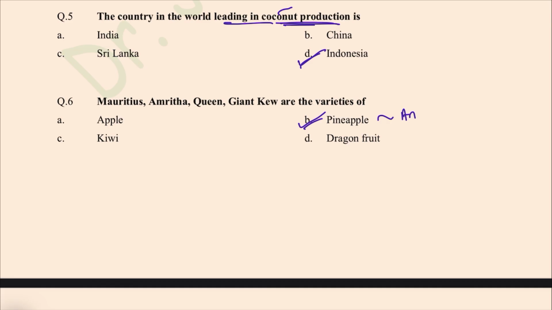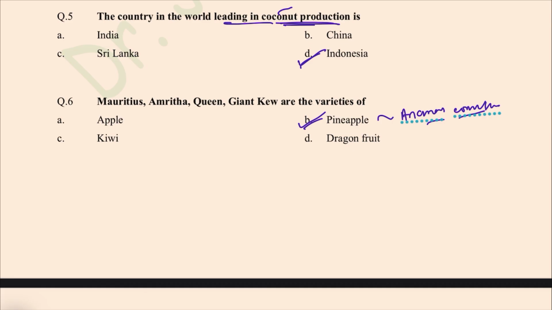That is Ananas comosus. Okay, that is pineapple. So Giant Q or Q is dominant for canning. Queen, Mauritius, these are highly popular for fresh consumption due to their rich flavor.